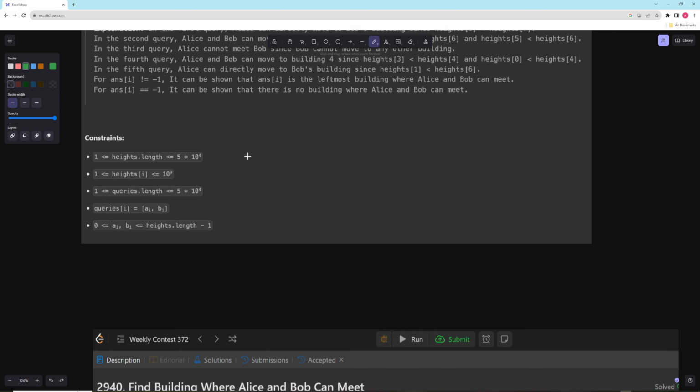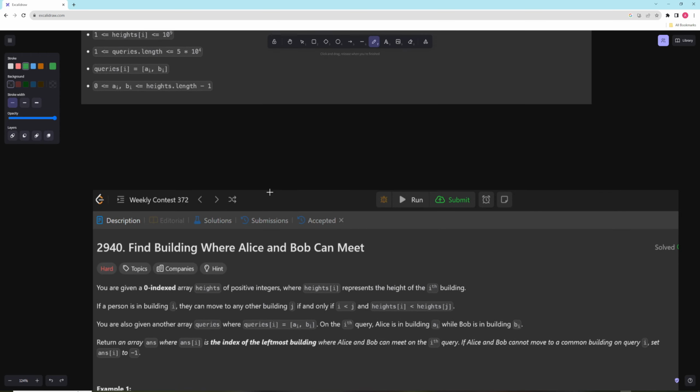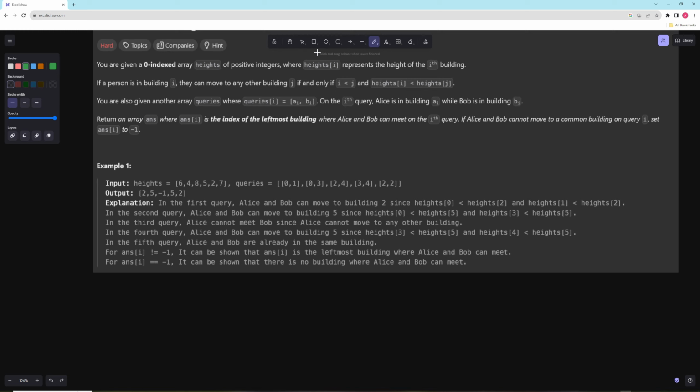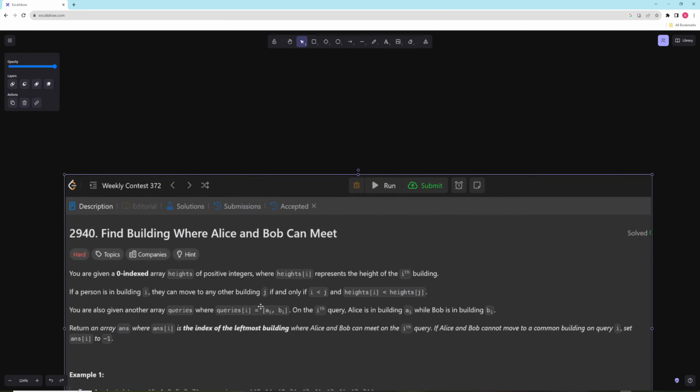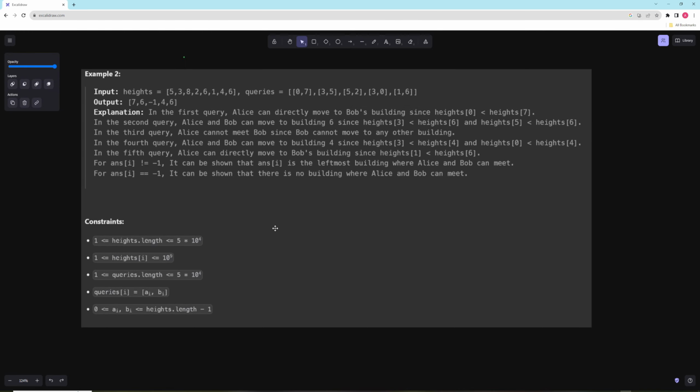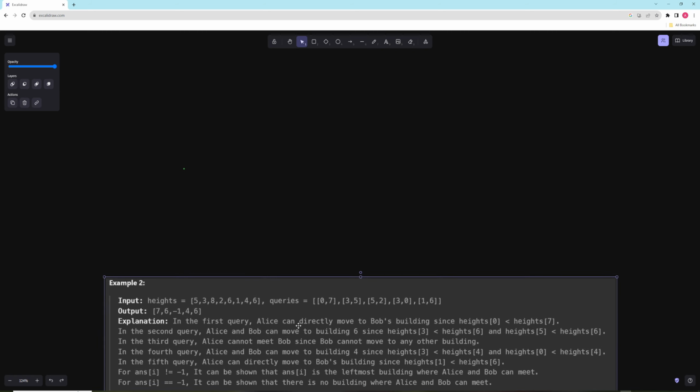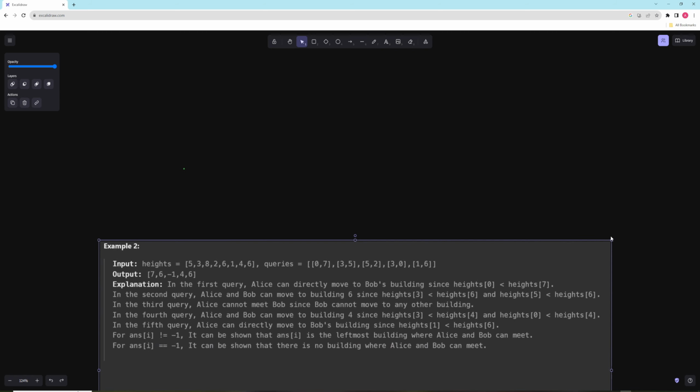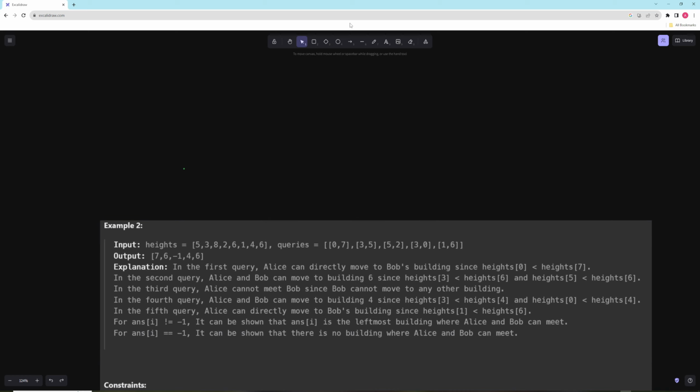So let's stick with example 2. Let's just move example 1 down, because example 2 pretty much has everything we need. Essentially there are 3 types of queries, and 2 of them are really easy.